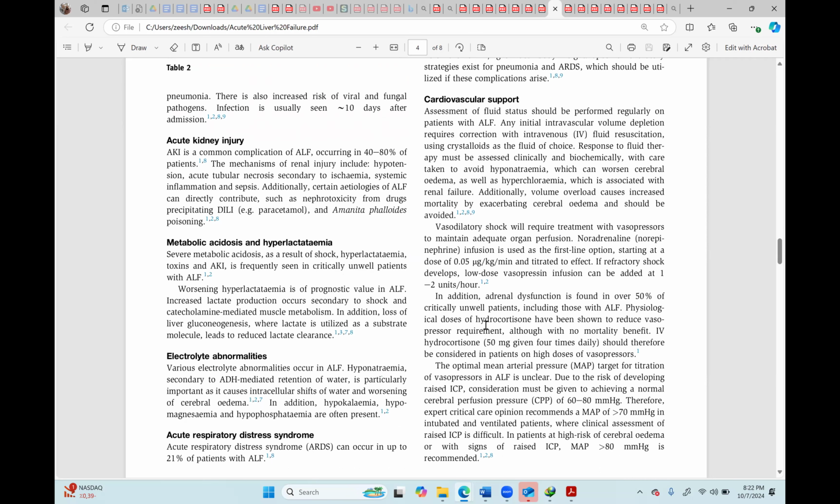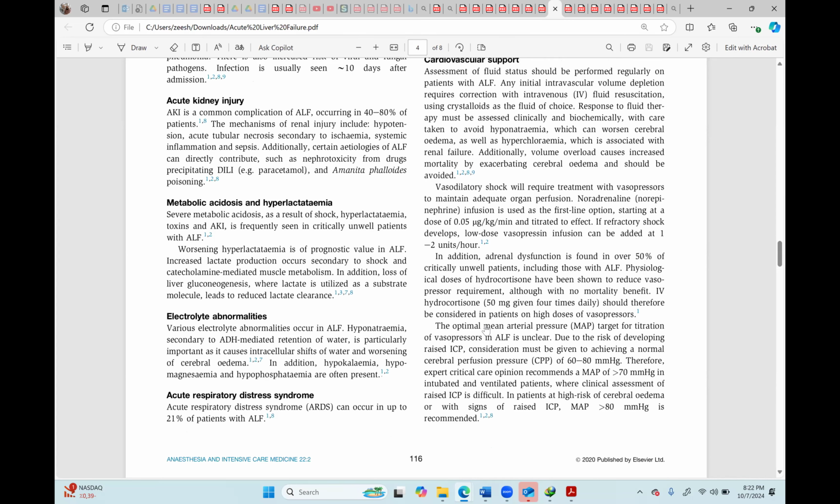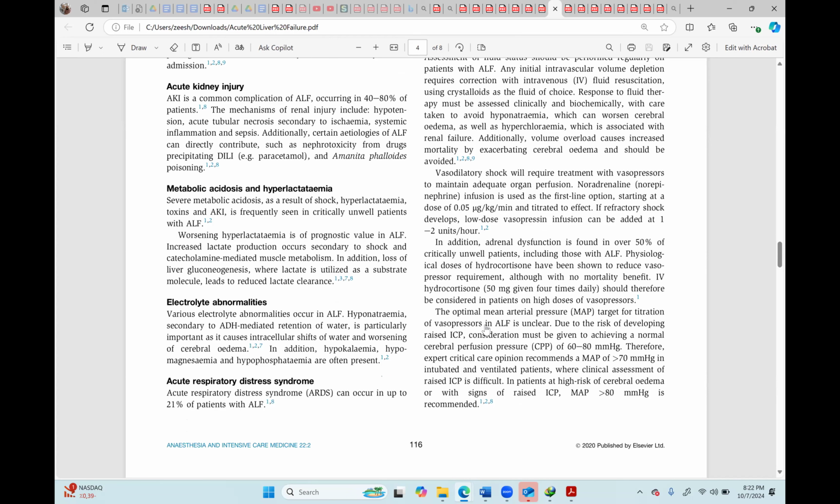Okay. The response to fluid therapy must be assessed clinically and biochemically with care taken to avoid hyponatremia, which can worsen cerebral edema, as well as hyperchloremia, which is associated with renal failure. So these are the things which you have to take care of. If you forget, you can use this phrase, careful titrated correction of the electrolytes. So this will cover everything.